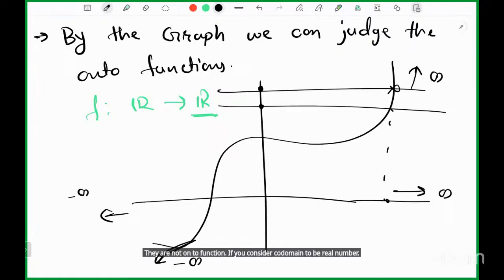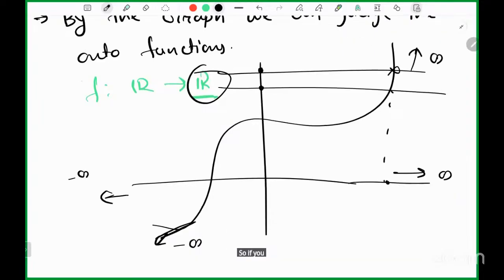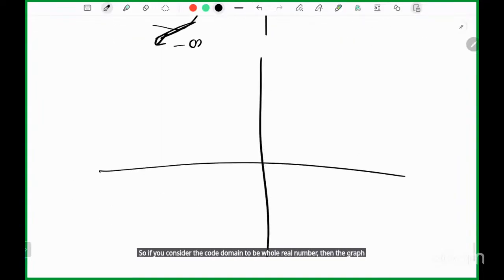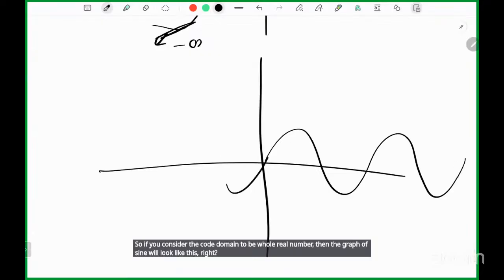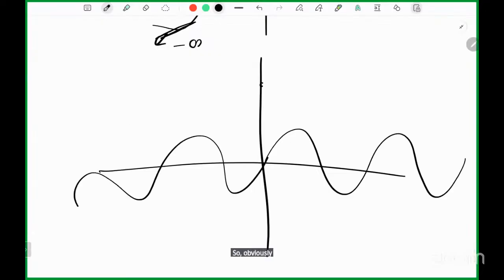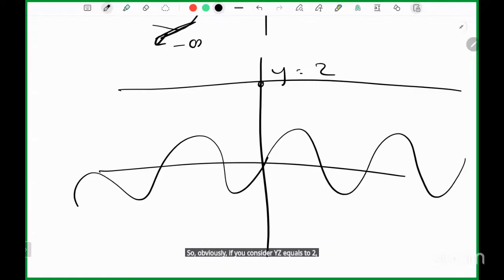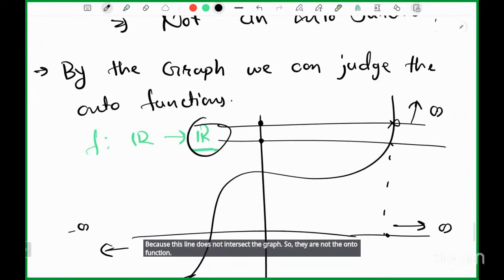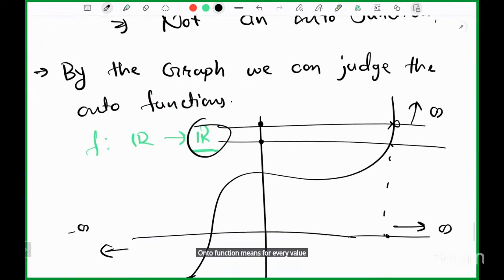That's why I'm saying there is a restriction over the codomain. If you consider the codomain to be the whole real numbers, then the graph of sine will look like this, right? So obviously, if you consider y equal to 2, then there is no pre-image, because this line does not intersect the graph. So they are not onto functions. Onto function means for every value of y, you should be able to figure out an x on which, if you apply the function, you will get y back.